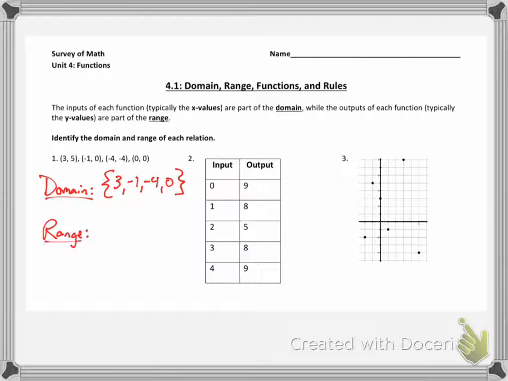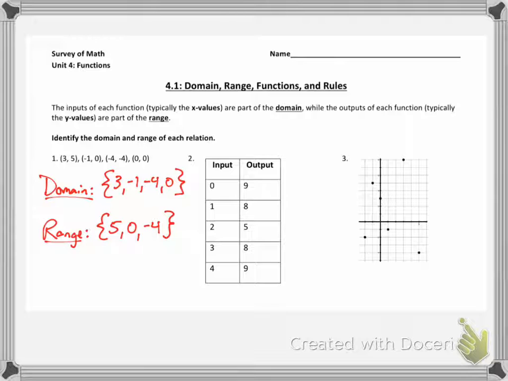The range, again, I'm just going to list all of my y values. So I have 5, 0, -4. I have another 0 that pops up. Whenever you have a repeating domain or range value, you do not have to write it again, so I'm not going to. And that would be my domain and range. So one way you can pull it is simply from a list of ordered pairs.